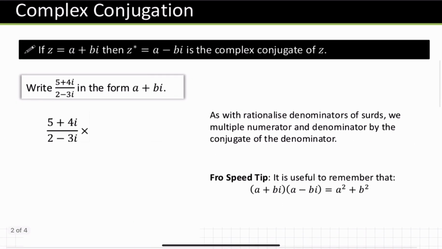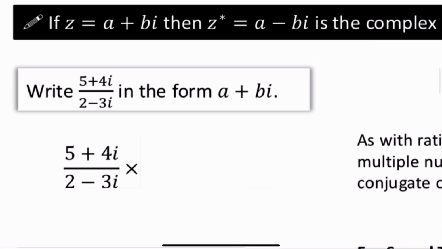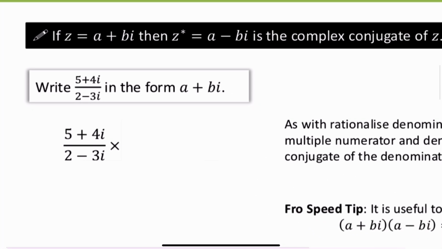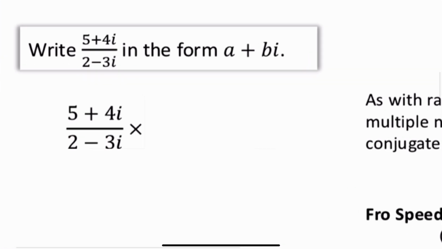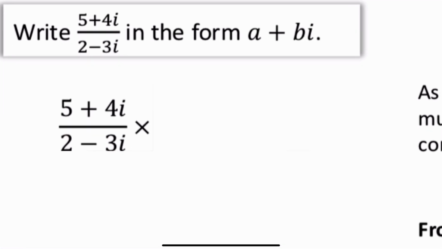So let's look at an example. In this case, z would be a plus bi, and the conjugate of that would be a minus bi. So here's an example. Write 5 plus 4i over 2 minus 3i in the form a plus bi. So this is where we're going to essentially rationalize it, but in this case, realize it. So we're going to times it by 2 plus 3i over 2 plus 3i.